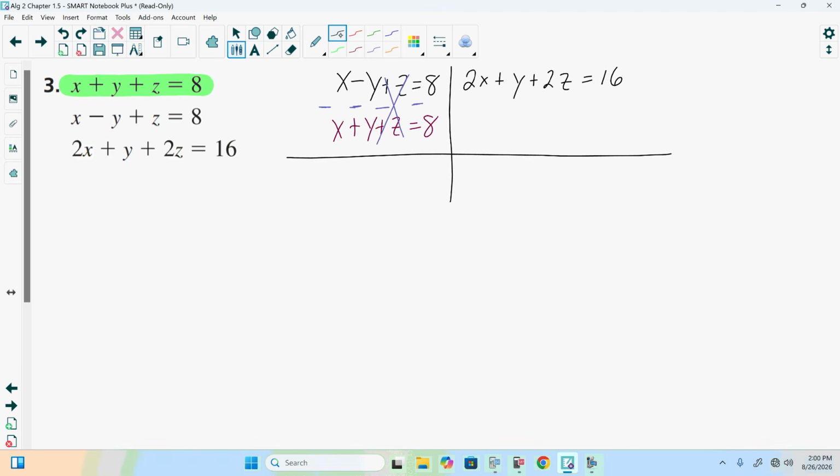X minus x, 0. Negative y minus y. Z minus z is indeed 0. 8 minus 8. It feels like, well, we got it equal to 0. 0 is still a number, yes? We can still solve. Negative 2y equals 0. We were going to divide both sides by negative 2, telling us y is equal to 0.